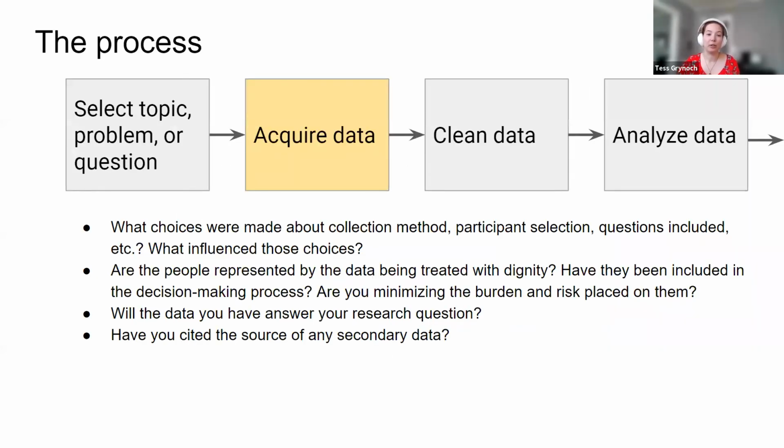The next step in the data process is acquiring the data itself, whether it's original data being collected or reusing data already available. And it's important to ask ourselves, what choices were made about collection method, participant selection, questions included, et cetera, and what influenced those choices? Are the people represented in the data being treated with dignity? Have they been included in the decision-making process? Are you minimizing the burden and risk placed on them? And will the data you have answer your research question? Are you collecting more data than you need or not enough? What are you consciously not collecting and why? And have you cited the source of any secondary data?